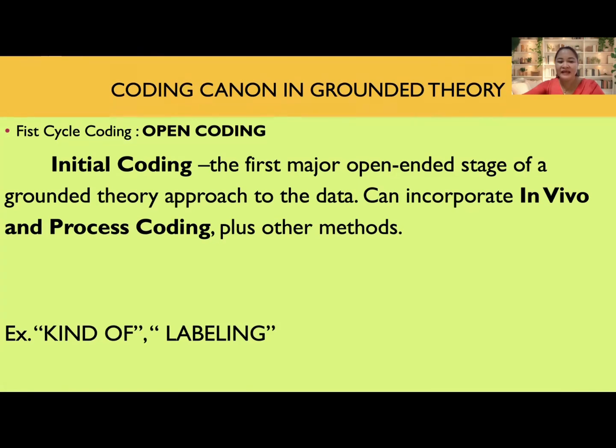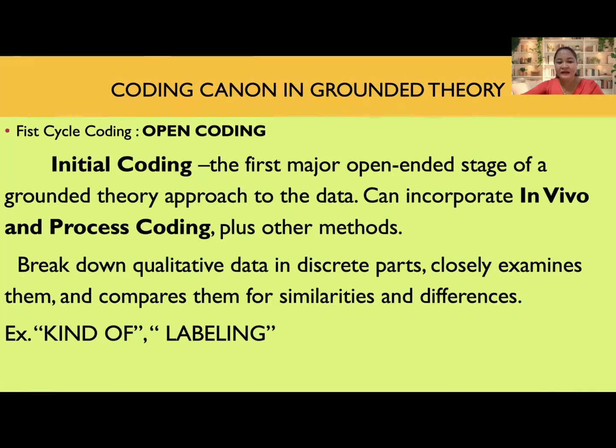And we have here initial coding. It's part of the open coding. Initial coding, the first major open stage of the grounded theory approach to the data. It can incorporate in vivo and process coding together plus other methods. So we have here example, line by line labeling. Break down qualitative data into discrete parts. Closely examine them and compare them for similarities and differences. So after you code, you identify the similarities and differences.